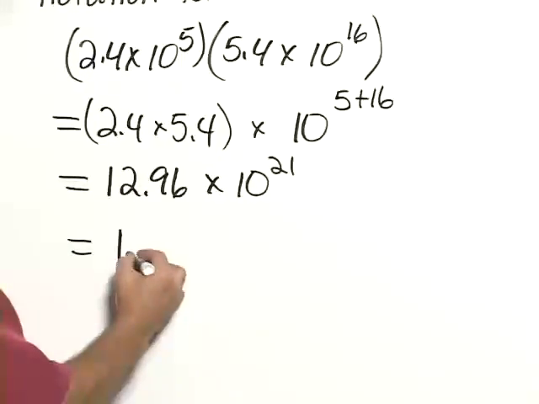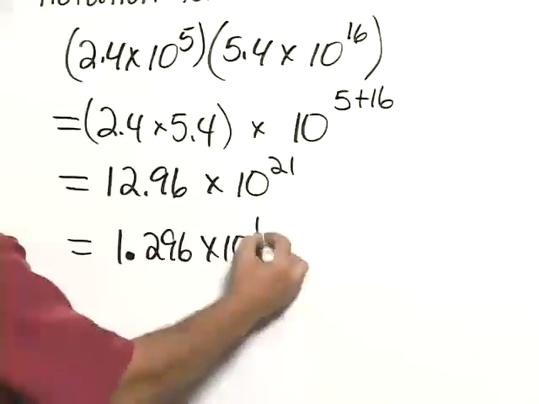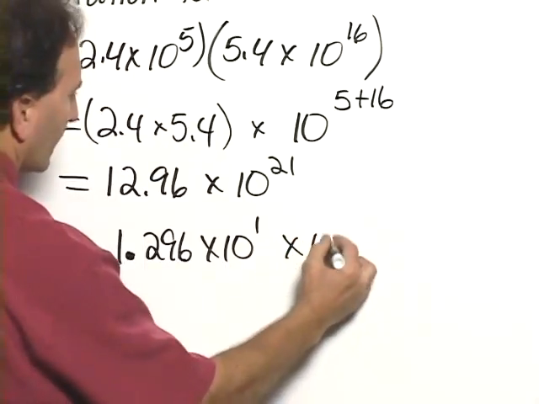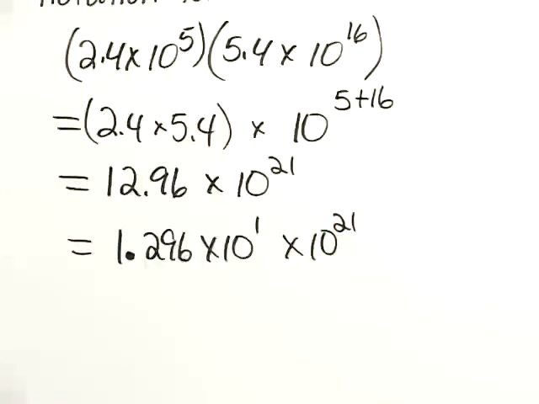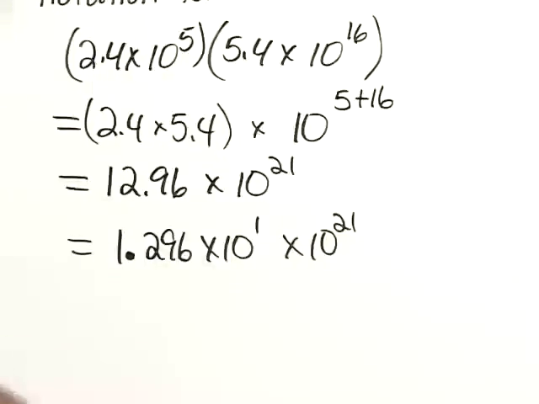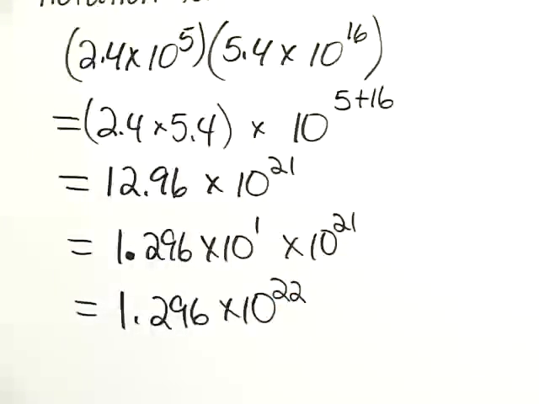12.96 becomes 1.296 times 10 to the first power, then multiplied by 10 to the 21st. So now, when we multiply the 10 to the first times 10 to the 21st, we add those powers, so our final answer would be 1.296 times 10 to the 22nd power.